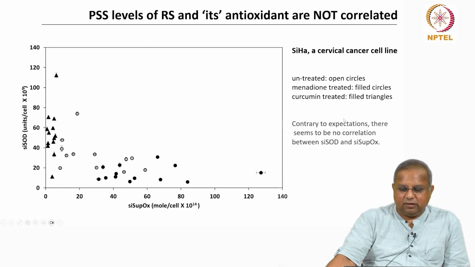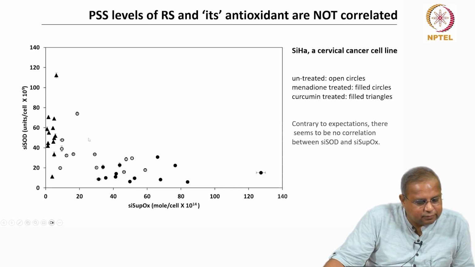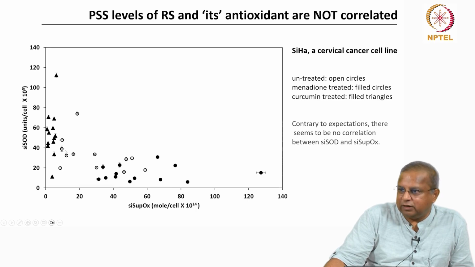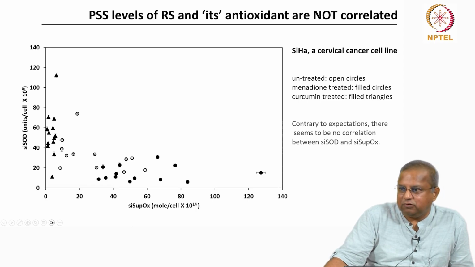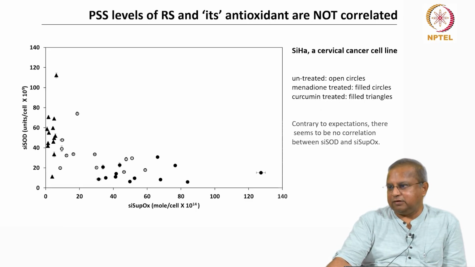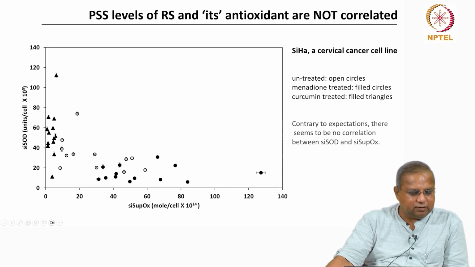So, what you see here is untreated is open circles. If you can make out an open circle somewhere, yeah, the error bars do not make the open circle very clear. These are all open circles, untreated, the relationship between SOD and superoxide. Menadione treated, menadione is known to induce superoxide in the cell, and curcumin treated, curcumin is a standard anti-cancer drug. Okay. We are doing these experiments with CIHA cells, which is a cervical cancer cell line. So, curcumin treated with our filled triangles.